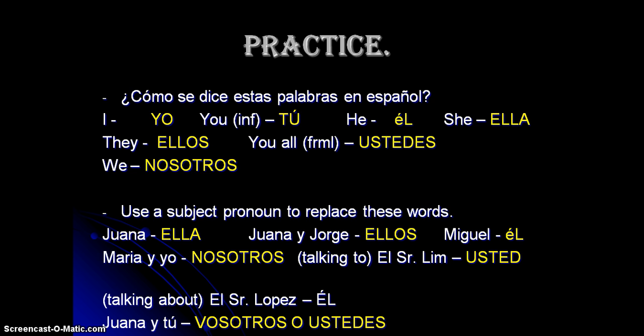Now, when I use a subject pronoun to replace these words, Juana would be ella, Juana y Jorge would be ellos, Miguel would be él, Maria y yo would be nosotros. If I'm talking to Señor Lim or Señor Lopez, it would be usted. And if I'm talking about Señor Lopez, it would be él. And then Juana y tú, there's two answers here. You could have vosotros or ustedes. Either one would have worked just fine.